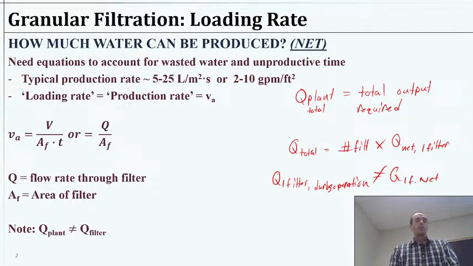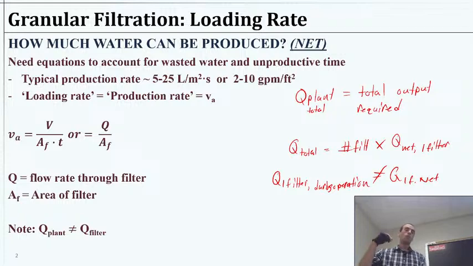All right, so a typical production rate. I say production rate, we're talking about that during operation. So during operation, we will typically produce anywhere from 5 to 25 liters per square meter per second. So this is a flow rate divided by area, right? So that's our flux. That would be equivalent to 2 to 10 gallons per minute per square foot.